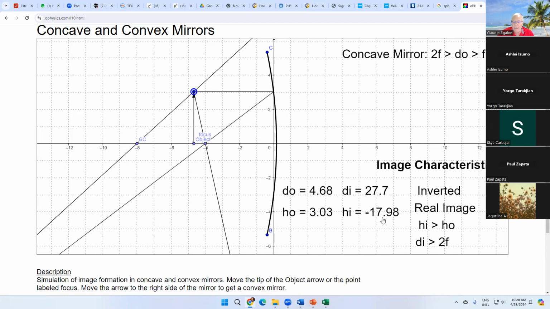Okay, look at the height of the image, 17 units, almost 18 units. Here, the height of the object is 3 units. Look at the distance, right? By the way, this divided by this is going to be this divided by this, okay? Minus, actually.